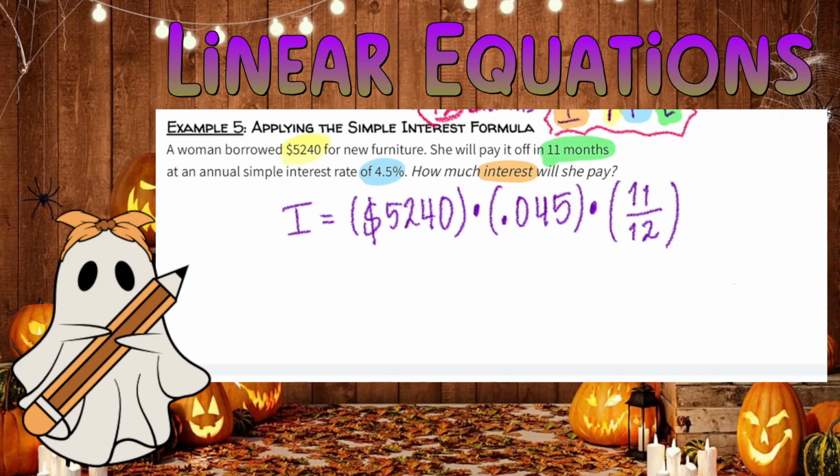Now, to be honest, I would probably just use a calculator at this point. I don't have the will to try to do this by hand right now. But I believe it comes to $216.15. So if you take 11 months to pay for your new furniture at this interest rate, you're going to be paying that $5,240 plus another $216. So it's $5,456.15.